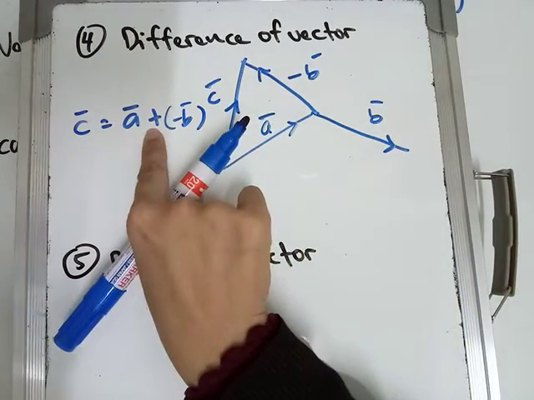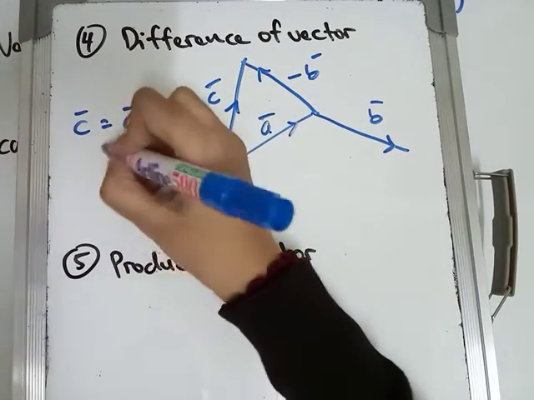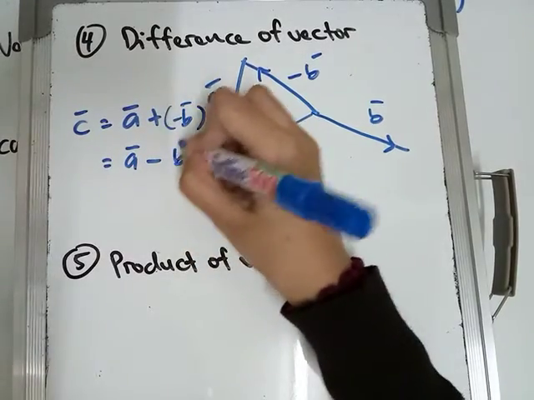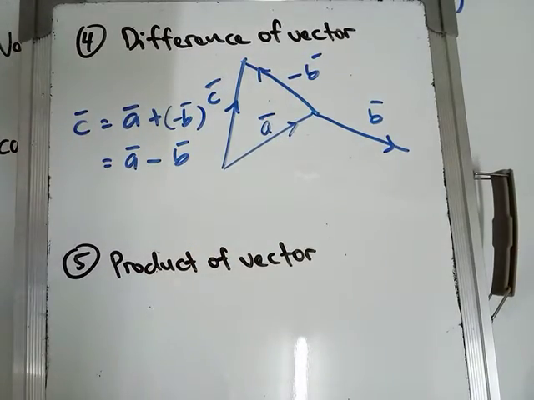Therefore, it should be negative. So therefore, vector C is equal to vector A minus vector B. Alright, it's the difference of vector.